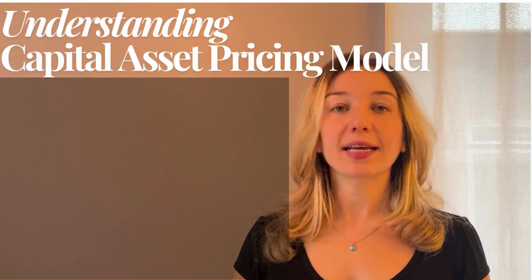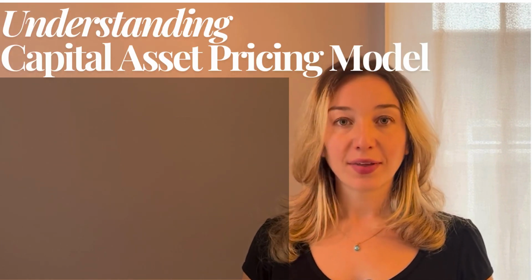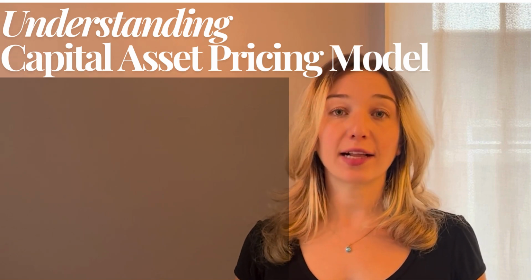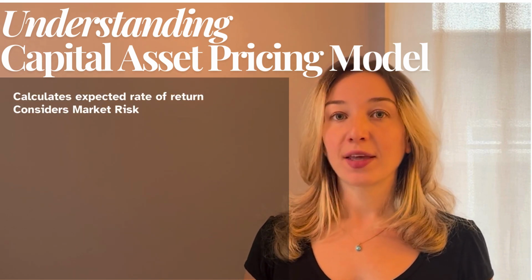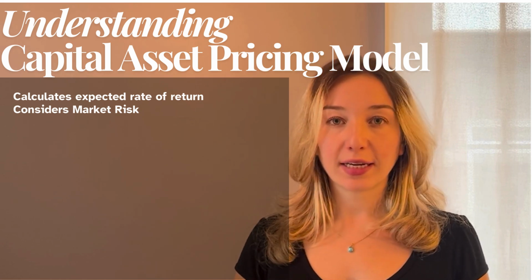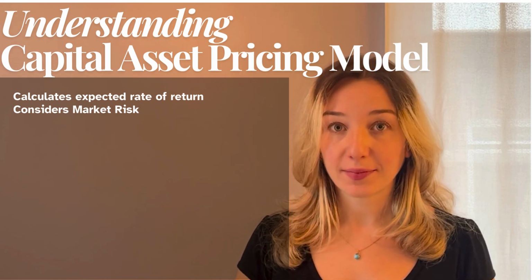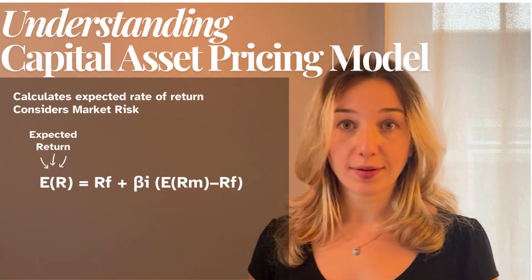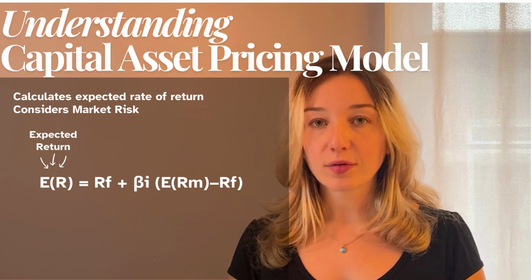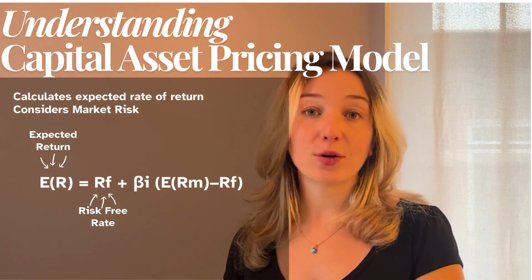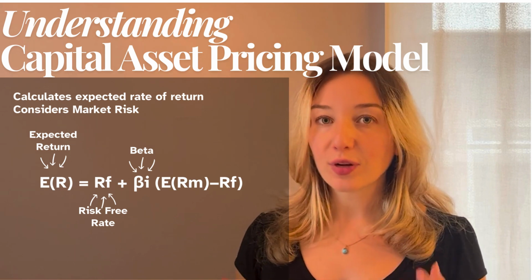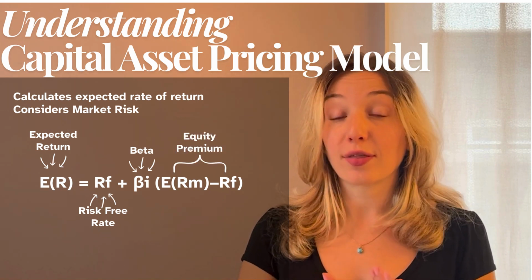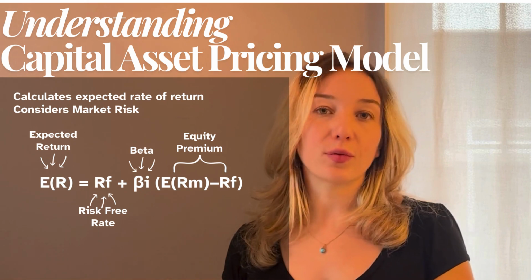We're going to start by looking at the capital asset pricing model. Basically, it's a model that allows you to calculate the expected rate of return. And the main variable that we're looking at here is the market risk. Let's jump right into the formula, which is expected rate of return is equal to the risk-free rate plus beta times the equity premium. Equity premium is the expected rate of return on the market minus the risk-free rate.